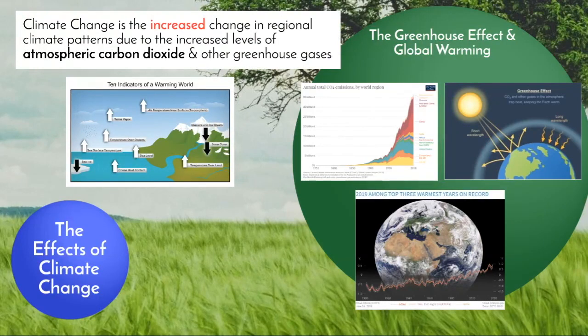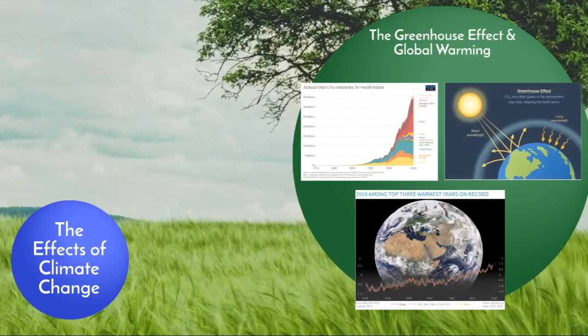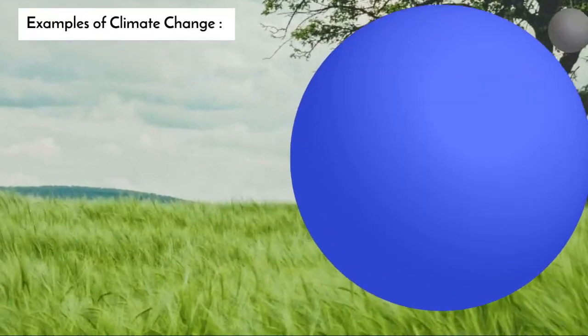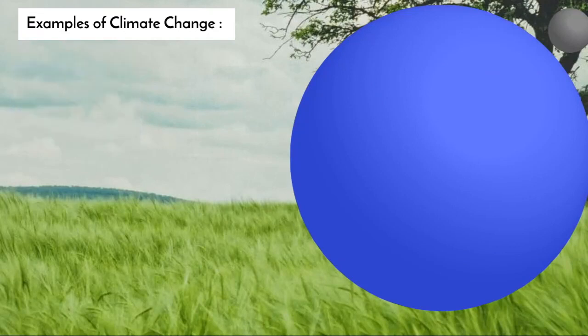So, what exactly is climate change? Climate change is the increased change in regional climate patterns due to the increased levels of atmospheric carbon dioxide and other greenhouse gases. These are 10 indicators of a warming world. For example, the warming of Earth is causing ice caps and glaciers to melt, and this is adding to the warming ocean, which is the leading cause of sea level rise.